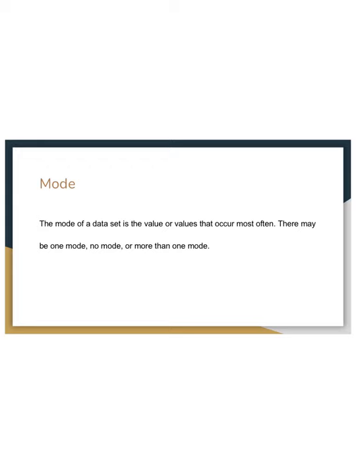Our final measure of center is the mode, and the mode of the data set is a value or values, there could be more than one, that occur most often. And as I just stated, there could be one mode, no mode, or more than one mode. However, it's important to note that if every number in the data set repeats the same number of times, then there is in fact no mode.